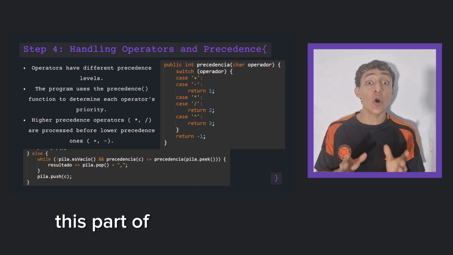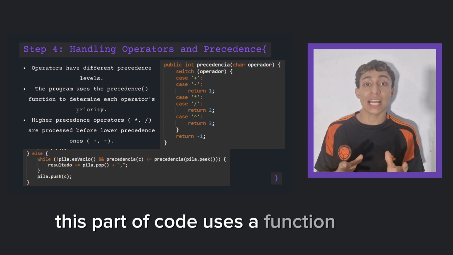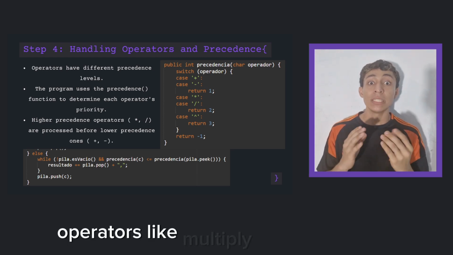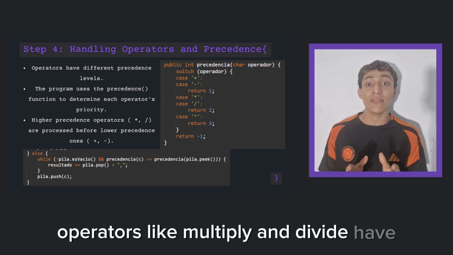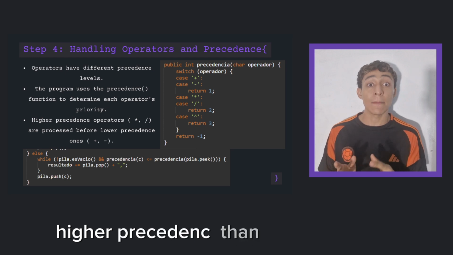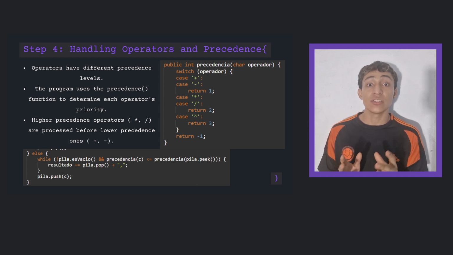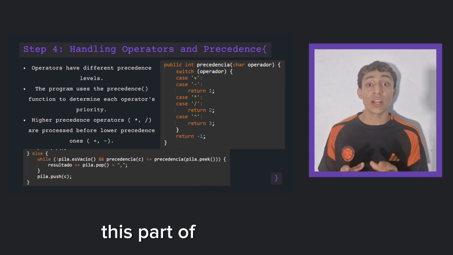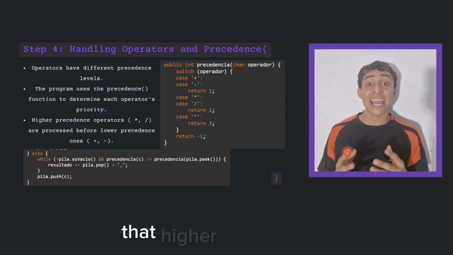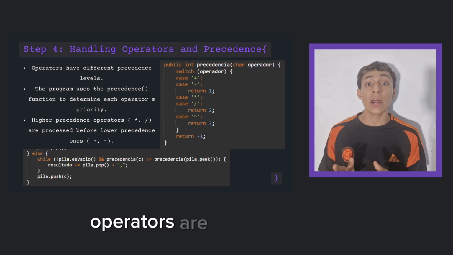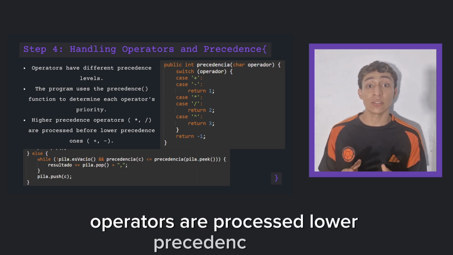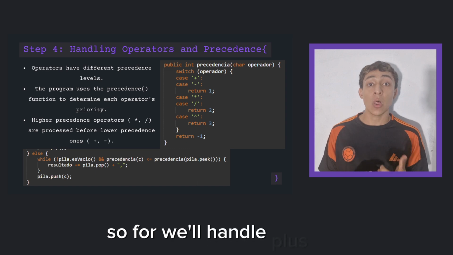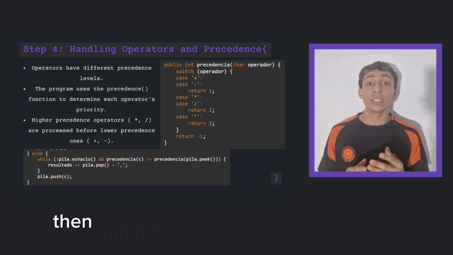When we encounter an operator, we need to check its precedence. This part of the code uses a function called precedencia. Operators like multiply and divide have higher precedence than plus and minus, so they stay in the stack longer. This part of the code ensures that higher precedence operators are processed before lower precedence ones. So for this expression, we'll handle plus first, then multiply.